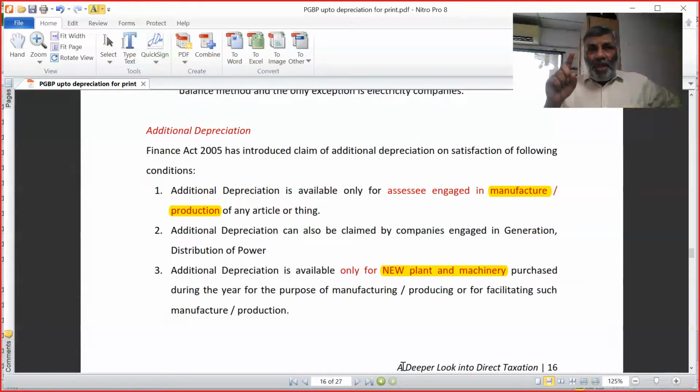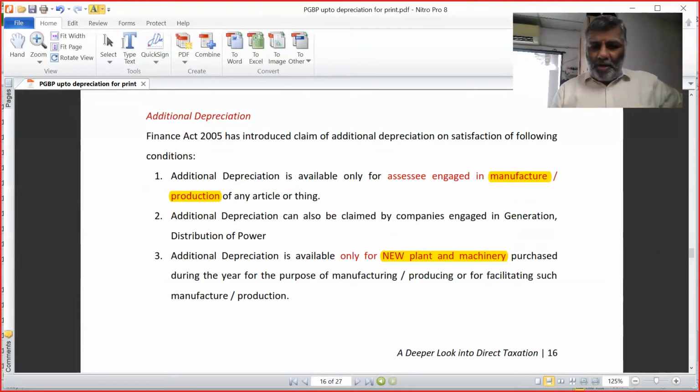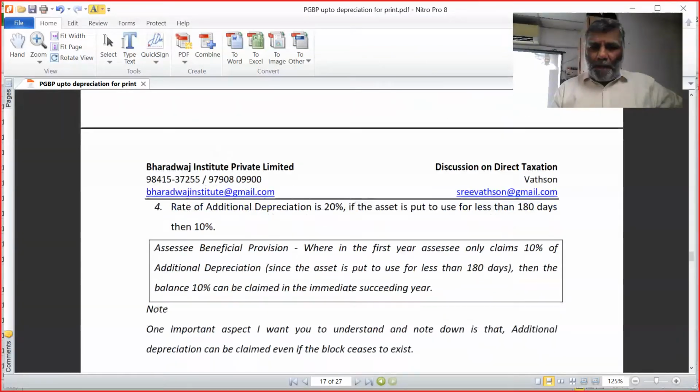When we do section 35AD tomorrow, and later when we see section 80IAC, in those sections imported second hand machinery is a new machinery. That's why I am making it very clear here: imported second hand machinery is not a new machinery for section 32. Keep it somewhere, I will come back to it.